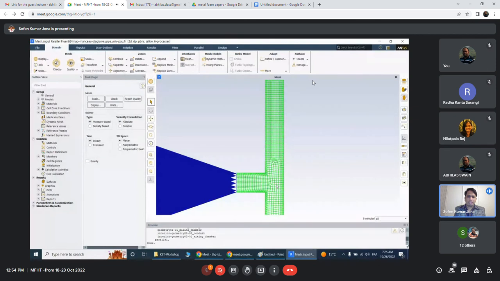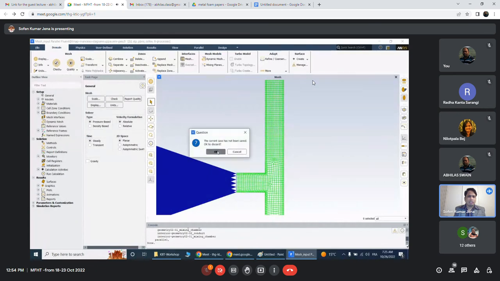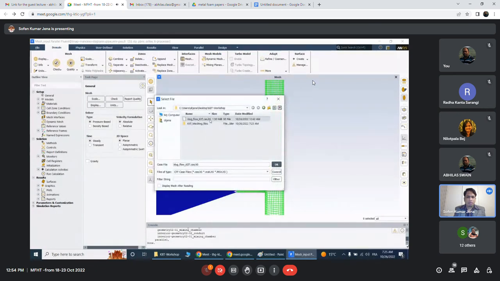Now you have to go to the case setup. I have already done the case setup for you, I'm just going to case and opening it. Okay, slot flow.